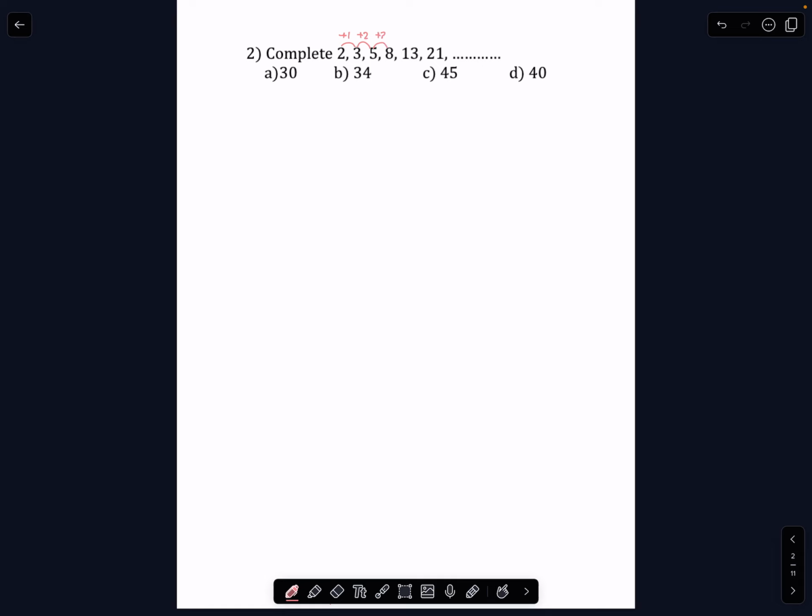Okay? Now, people might say to go from 8 to 13, you add 4, but no, you have to do your math correctly. Go from 8 to 13, you have to add 5. And 13 to 21, you have to add 8. Okay? Now, what's the pattern here?